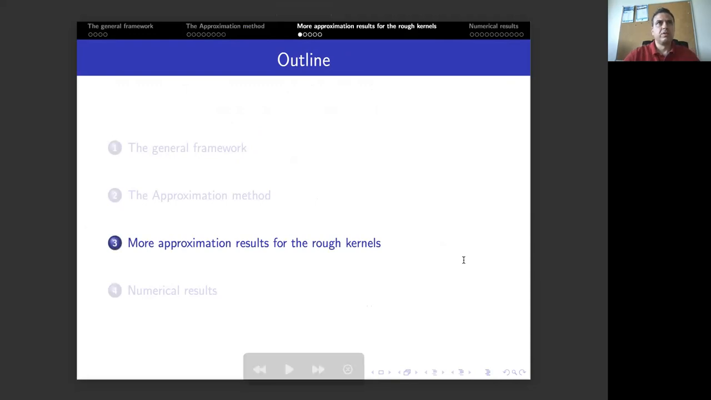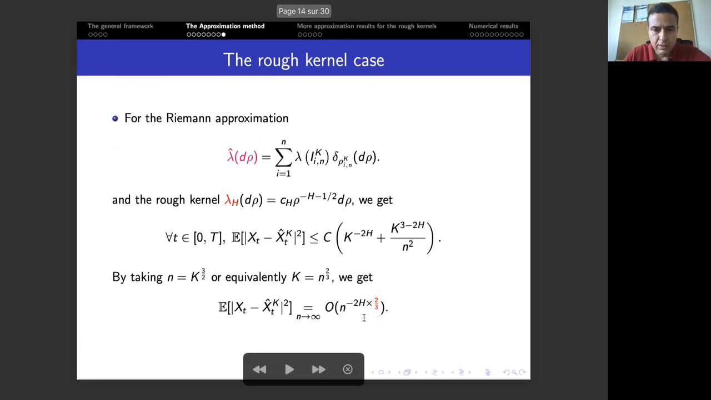So now let us focus more on the rough kernel case. The aim of the talk now is to improve this 2/3 rate. Clearly the h is connected to the regularity of the stochastic Volterra equation, so the h will still remain here. Our aim in what follows is to improve this multiplicative rate constant, the 2/3. We get the 2/3 when we have this very naive approximation, which is the Riemann approximation.